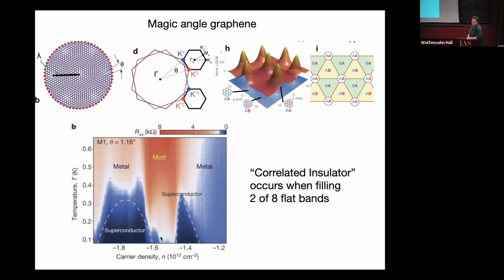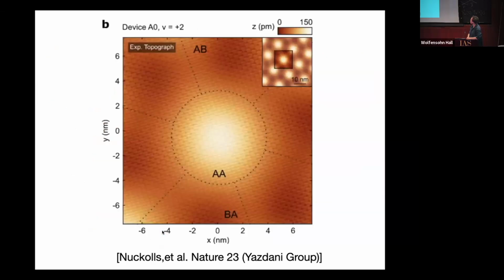And only very recently, last year, was there an experiment which showed conclusively that the nature of this symmetry breaking is indeed intervalley coherence. So let's see what they see in the experiment. These are, again, I'm being partial to Princeton, results from Kevin Nuckel's and Ali Yazdani's group using STM.